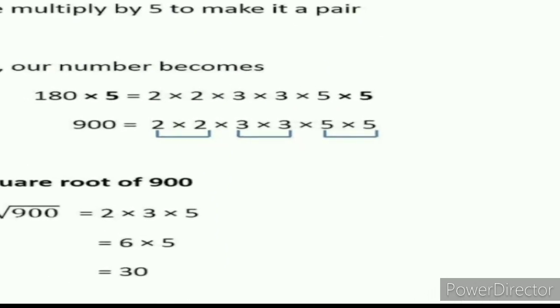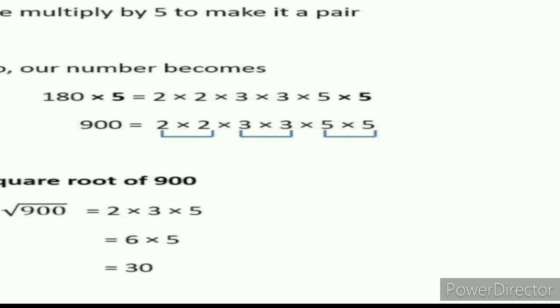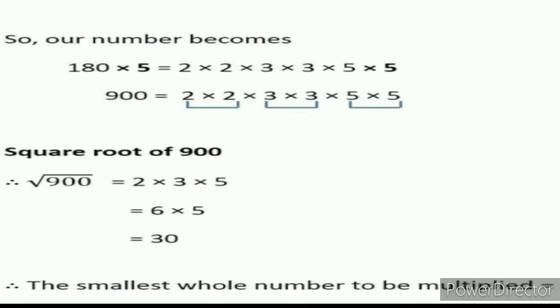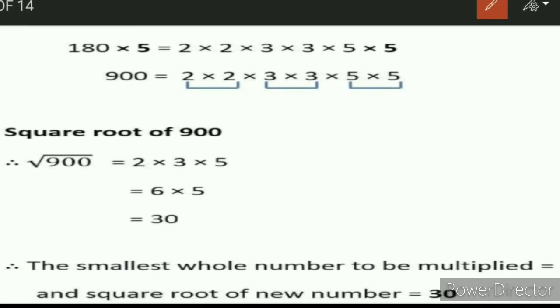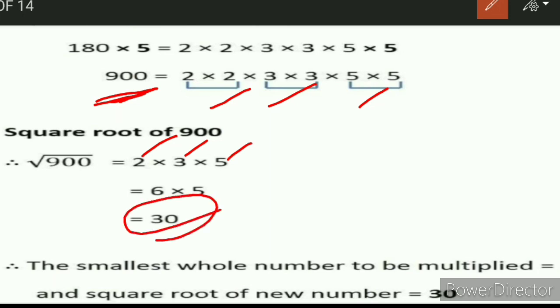So, both the sides you should multiply by 5. After multiplying the left hand side, what did we get? 900. It is a perfect square. If you take the square root of each factor, you will get 2 into 3 into 5. After multiplication, you will get the square root of 900. Got it? That is 30.